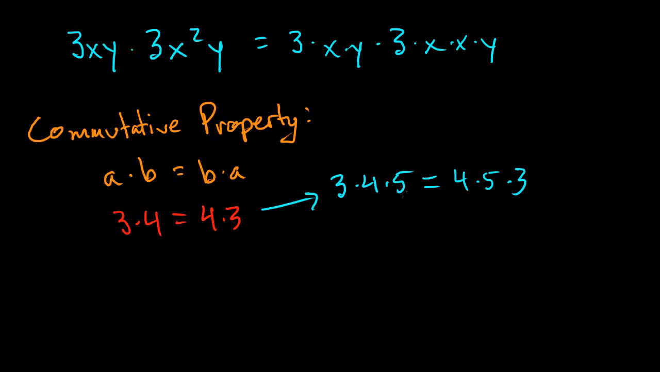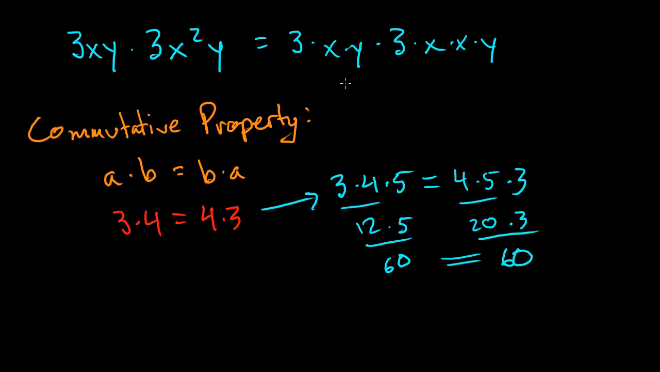If I multiply it in this order, 3 times 4 is 12, times 5 is 60. And if I multiply it in this order, 4 times 5 is 20, times 3 is also 60.